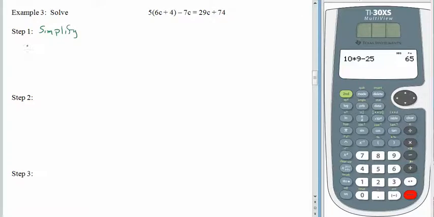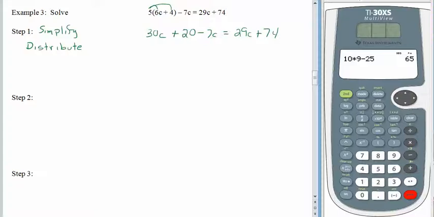The first thing is to distribute. All right, we want to say 5 times 6c and then 5 times 4. And that would give us, let's see, 5 times 6 is 30. So we have 30 c's. 5 times 4 is 20. We already have 7 c's there, but that's not being affected by the distributive property. And the right-hand side, 29c plus 74.